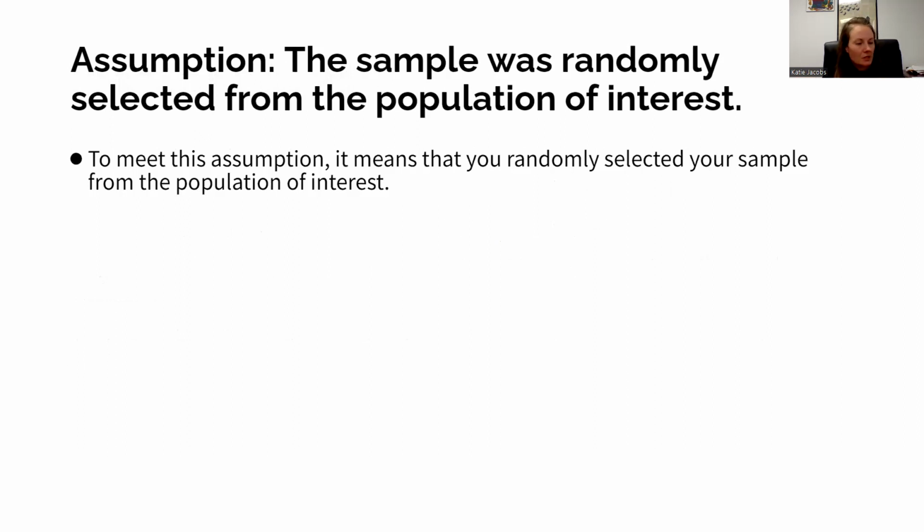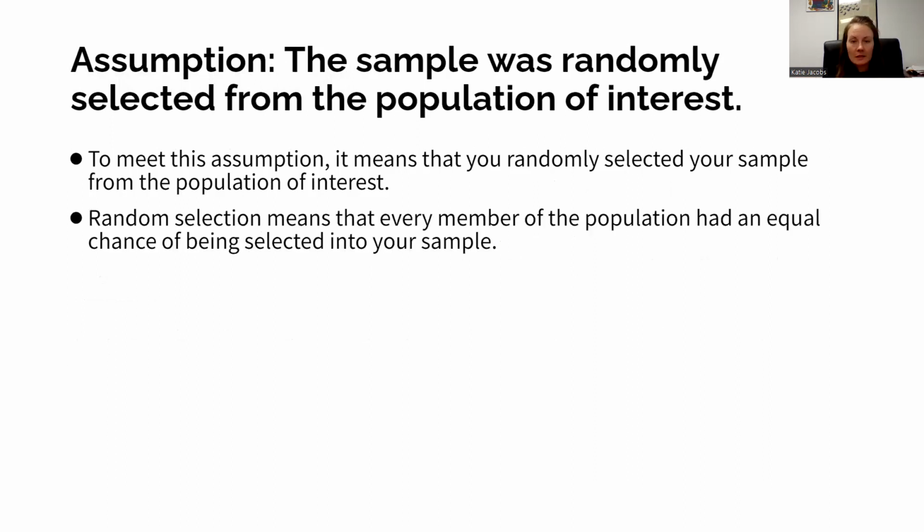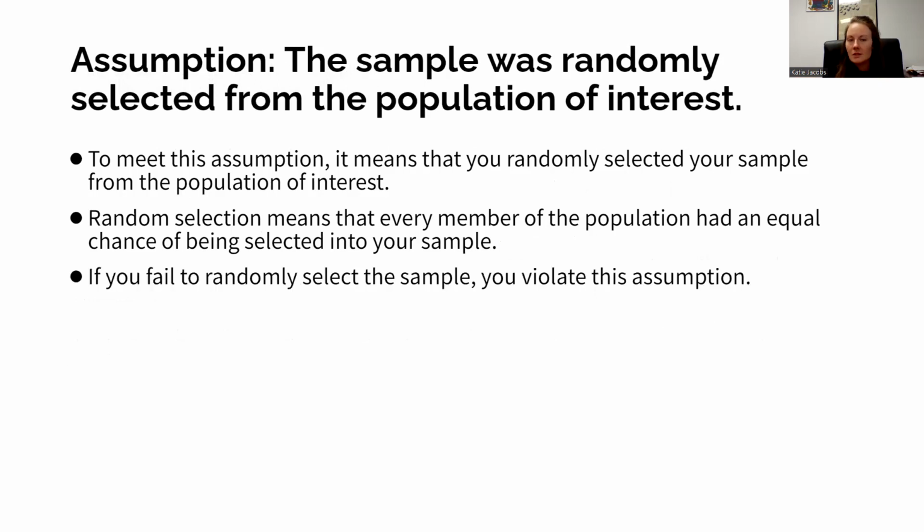To meet this assumption, it just means that when you took your sample, you randomly selected it from whatever population you're wanting to study. Random selection means that every member of the population had an equal chance of being selected into the sample. So if you don't randomly select the sample, you violate the assumption.